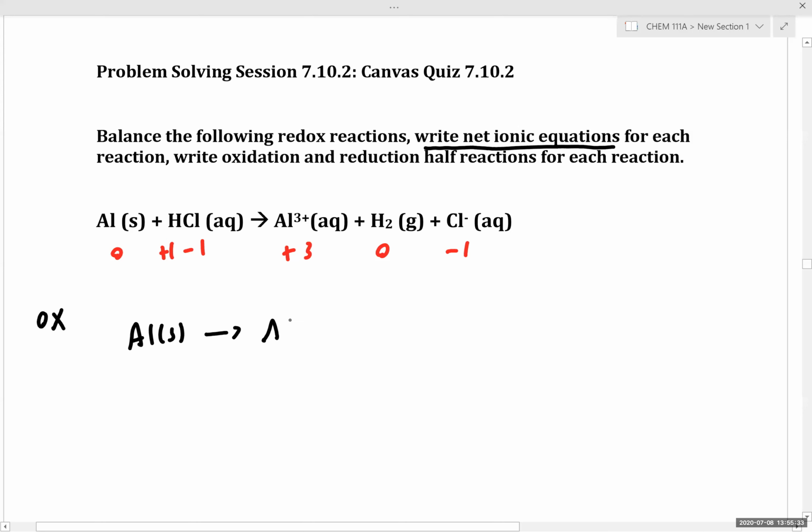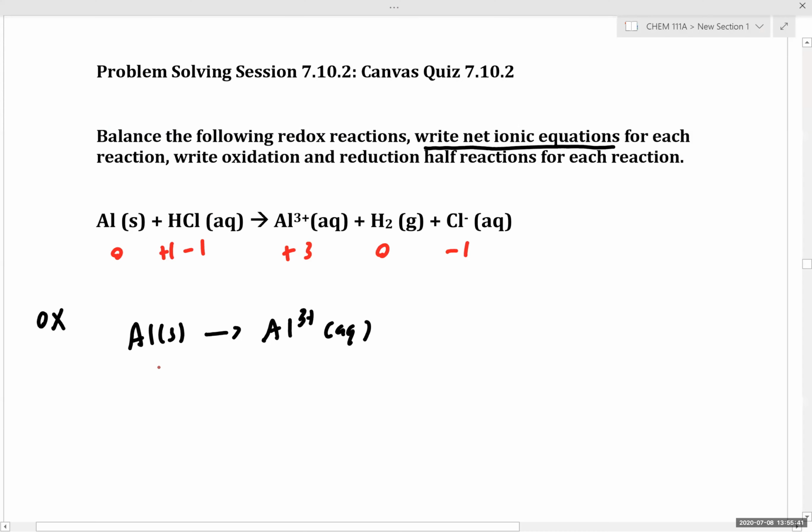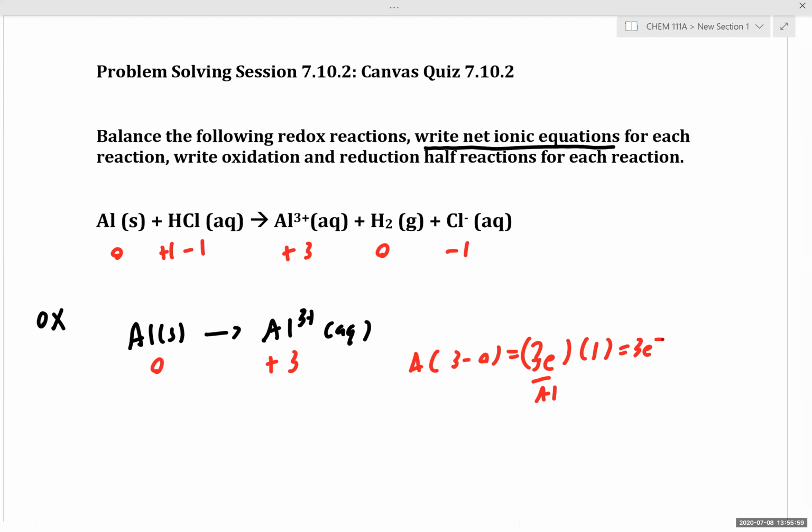We have aluminum going to aluminum 3 plus aqueous. As we went from 0 to +3, our difference is 3 minus 0, or 3 electrons per aluminum times 1 aluminum atom, so we have 3 electrons. Based on this change in oxidation number, did aluminum gain or lose electrons? It lost electrons, right?